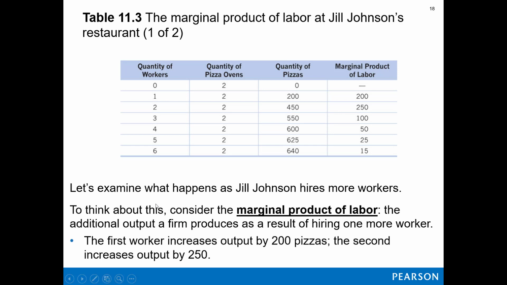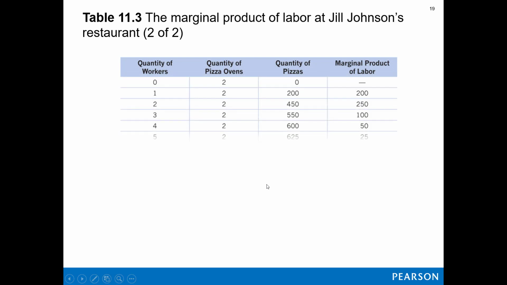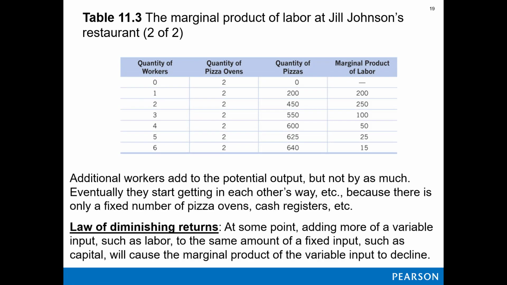What happens when she hires more workers? Let's think about this. Consider the marginal product of labor, the additional output a firm gets as a result of hiring 1 more worker. The first worker increases pizzas by 200. The second increases output by 250. The third worker increases output by 100. Additional workers add to the potential output, but not by as much.